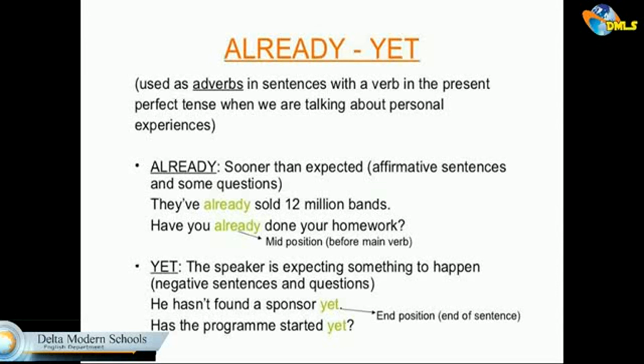But always remember that we have yet in the end position. We use it at the end of the sentence. It's different from other keywords. We use yet only at the end of the sentence or at the end of the question.